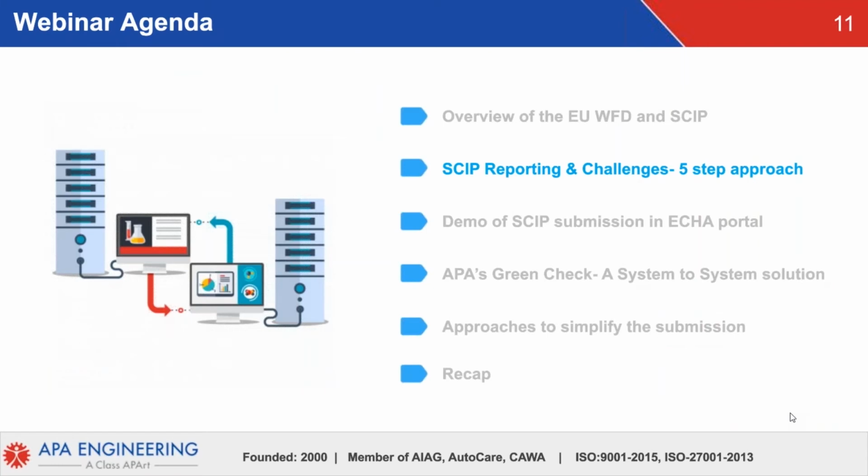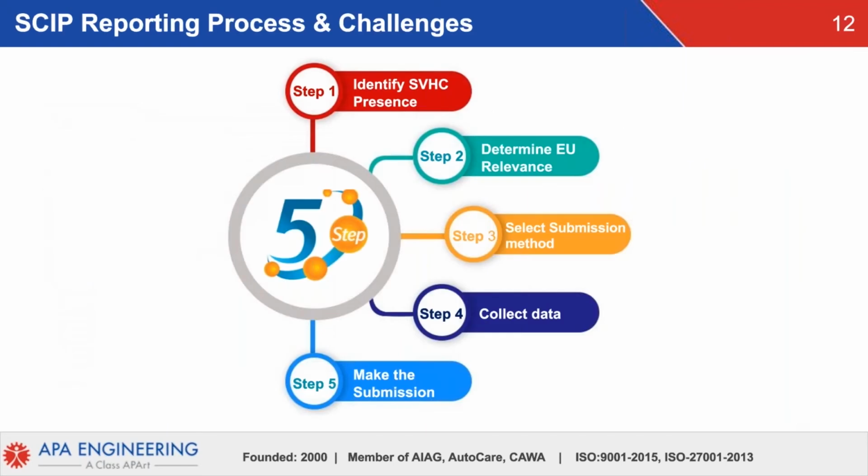Thank you, Karen. And now we'll review a 5-step approach to the SCIP reporting and some challenges along with that. Next. So step 1, of course, is identifying whether or not any of your products have any of these substances of very high concern that you need to identify and report on. Number 2 would be determining their relevance to the European Union. Now, step 3, you need to select a proper submission method. Step 4, of course, is collecting all the necessary data. And finally, step 5 is making the submission.